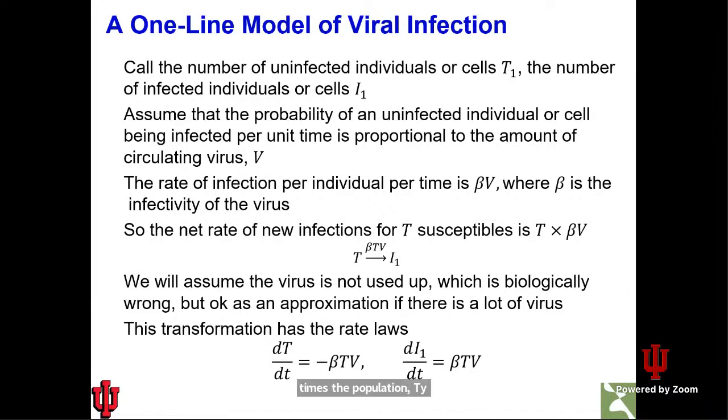Why do you have T? Well, suppose that I didn't have T. Suppose the rate of transformation from T to I1 were just beta times V. If I do that, what's going to happen to T after a while? If T goes to I1 at a rate beta V, what is the functional form of T as a function of time? Beta times V is a constant. So I'm decreasing T at a constant rate.